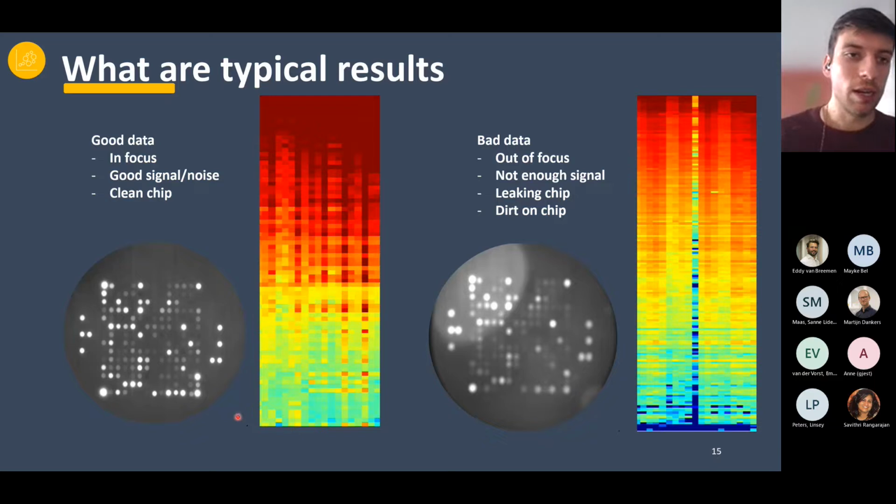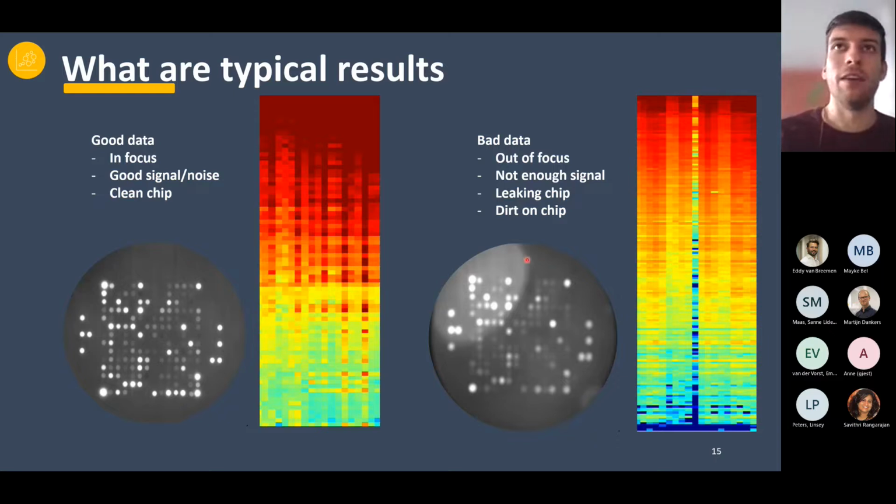What I would like to stress here in this picture is that it is in focus. All the spots are clearly visible. There's a good signal to noise ratio. And most importantly, there is no obvious dirt or dust or any leakage or cracks. This is what a good PAM chip result looks like.